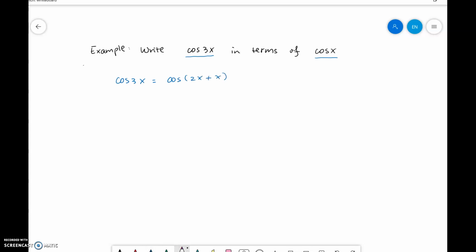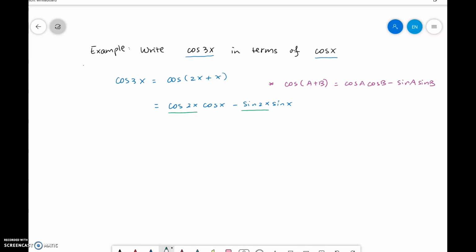First, I cannot really use the double angle formula right now. What I'm going to do is use the sum angle formula for cosine, where cosine of a plus b, because it's a plus, equals cosine of a cosine of b minus sine of a sine of b. So cosine of 2x plus x will break down into cosine of 2x cosine of x minus sine of 2x sine of x. So here I see a cosine 2x and then a sine 2x.